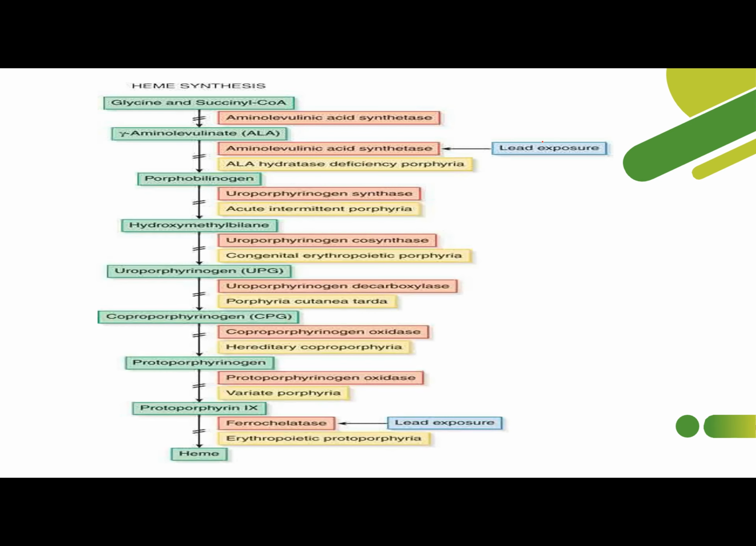So this is the heme synthesis class. Now, for heme synthesis, this involves your porphyria. Now when it comes to porphyria, class, there are different enzymes needed for the conversion. Now the heme synthesis would begin with glycine and succinyl-CoA.